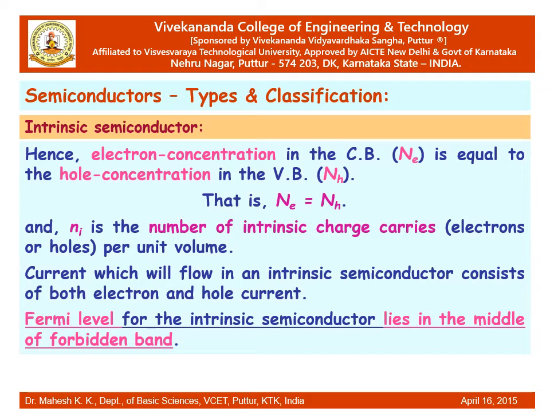In the case of intrinsic semiconductors, the concentration of holes is equal to the concentration of electrons. That is why Ne is equal to Nh. That is why sometimes we just represent it as Ni, which is nothing but the intrinsic charge carriers per unit volume. The current which flows in an intrinsic semiconductor consists of both electrons and holes. The Fermi level in the intrinsic semiconductor lies in the middle of the forbidden band gap.